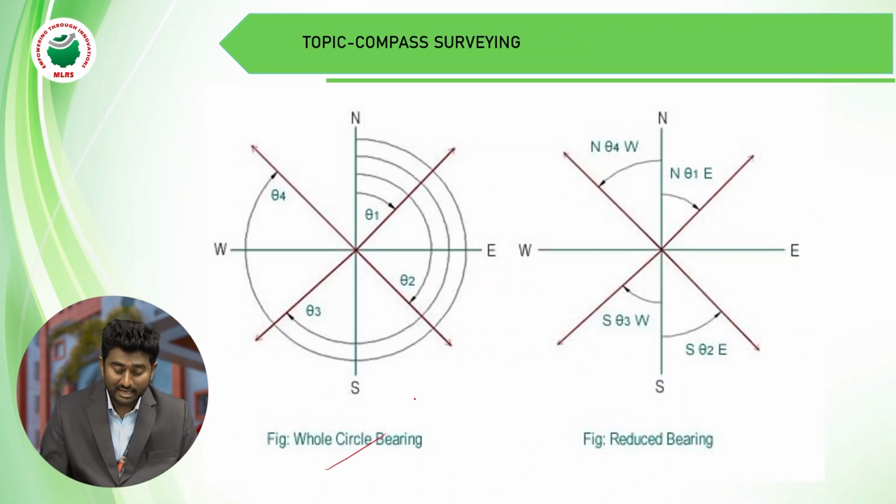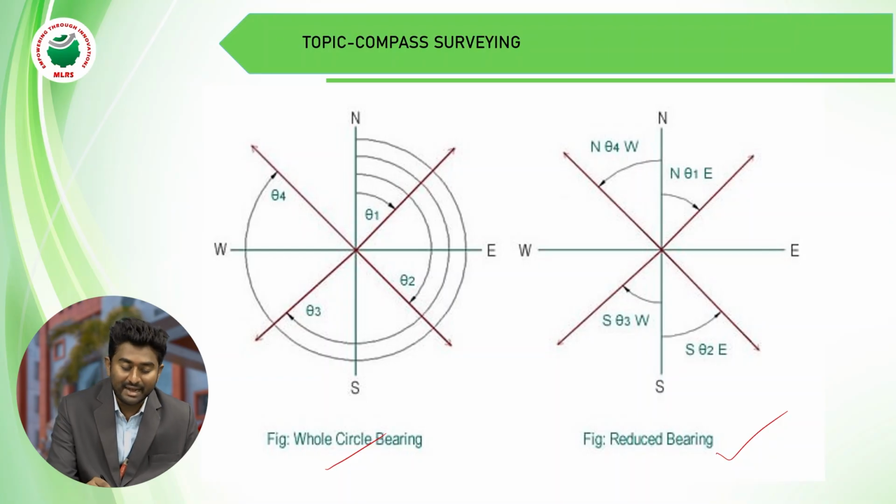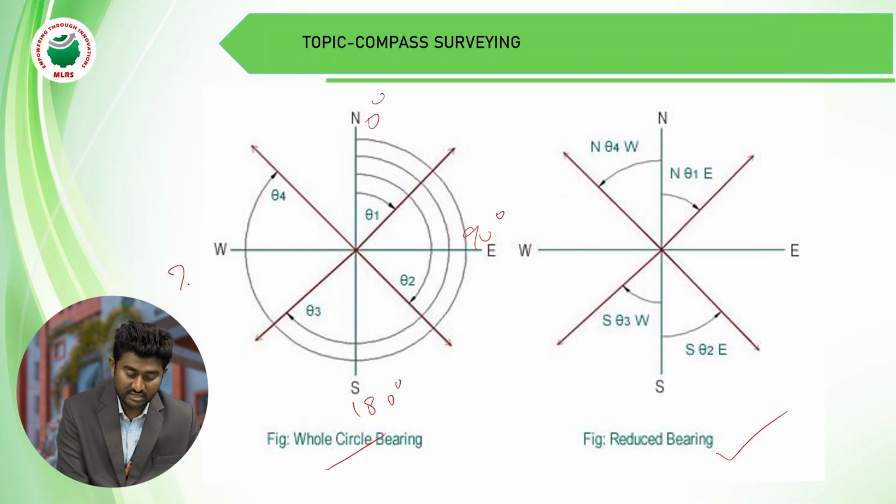This is the example diagram of the whole circle bearing system and reduced bearing system. In the whole circle bearing system, this is magnetic north, the reference line, denoted as 0 degrees. This is 90 degrees, 180 degrees, 270 degrees, and 360 degrees.